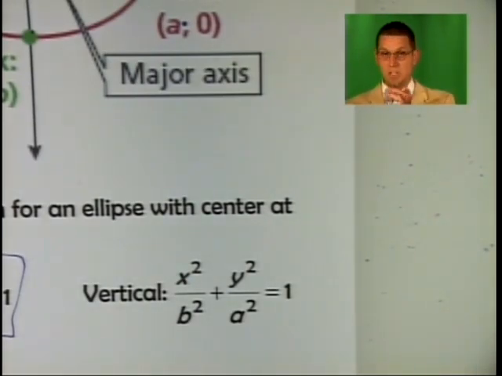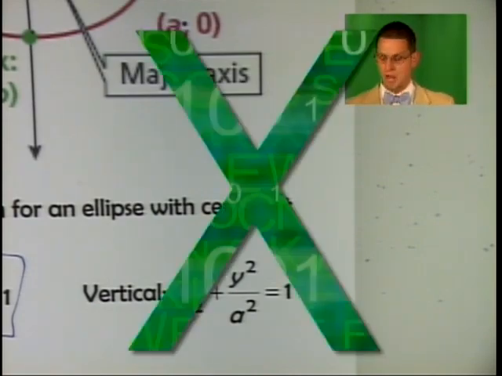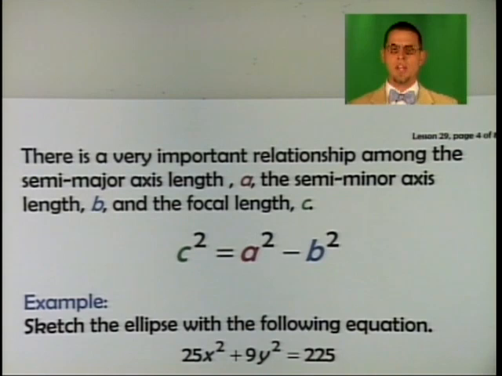a is always the semi-major, bigger axis. b is the semi-minor. If it's under the x, it opens side to side. If it's under the y, it opens vertically. Okay? Now we're not quite ready to start looking at equations yet. There's one last little piece of the puzzle that we're going to need here to work with these equations.